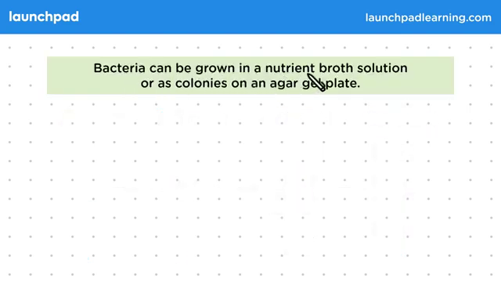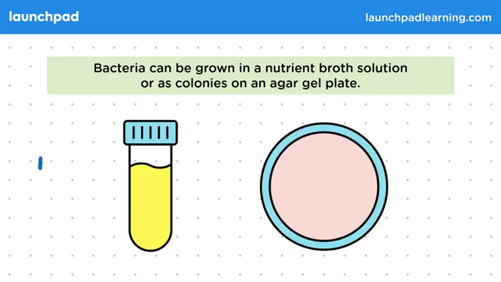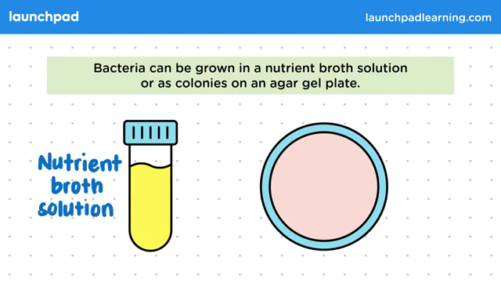Bacteria can be grown in a nutrient broth solution or as colonies on an agar gel plate. So on the left here, you can see the nutrient broth solution. This is a liquid that contains all the nutrients that bacteria need to grow successfully, such as carbohydrates for energy. And on the right is the agar plate. This is a solid gel with nutrients that also help with bacterial growth.